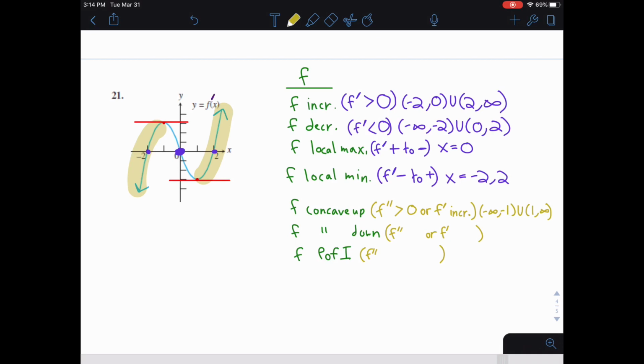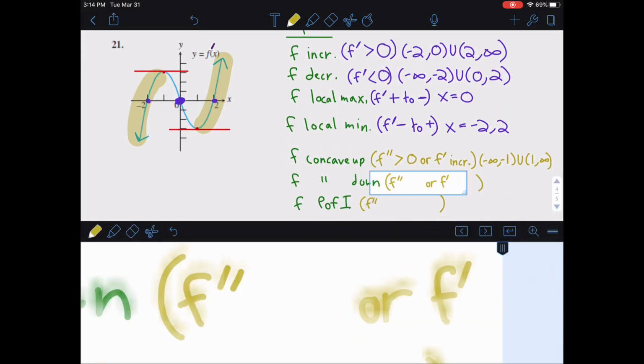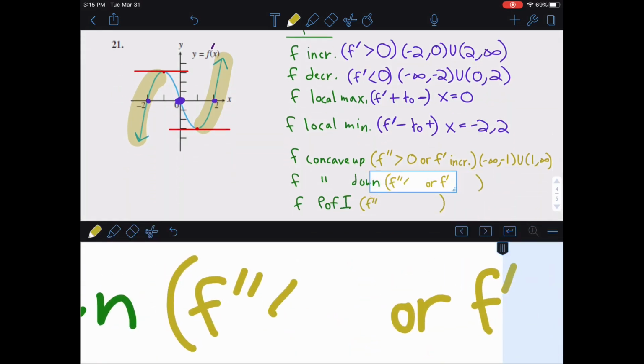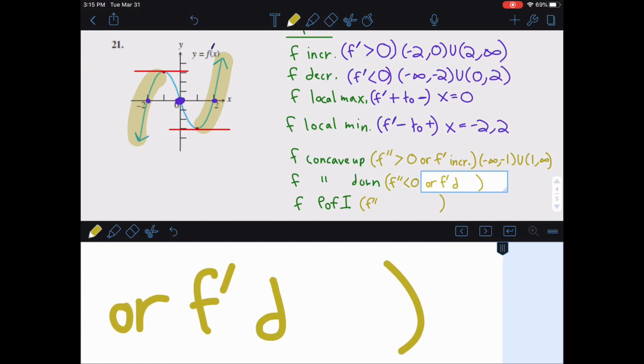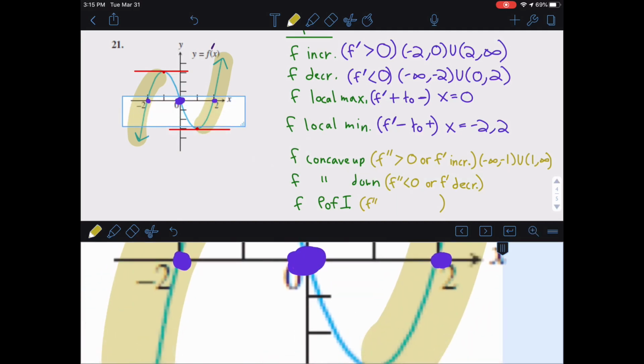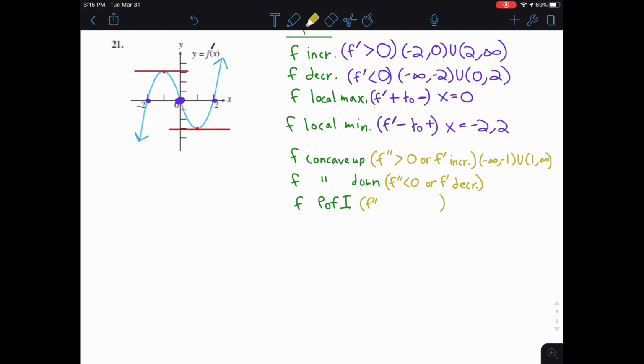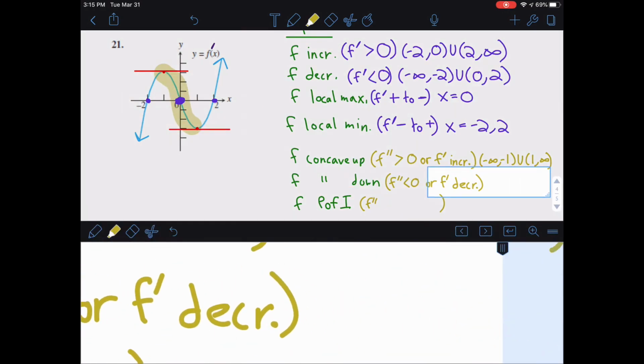F is concave down where f double prime is going to be less than 0, which means that f prime is decreasing. So on what interval or intervals is this graph decreasing? Well, I only see the one interval, -1 to +1. Same answer from above.